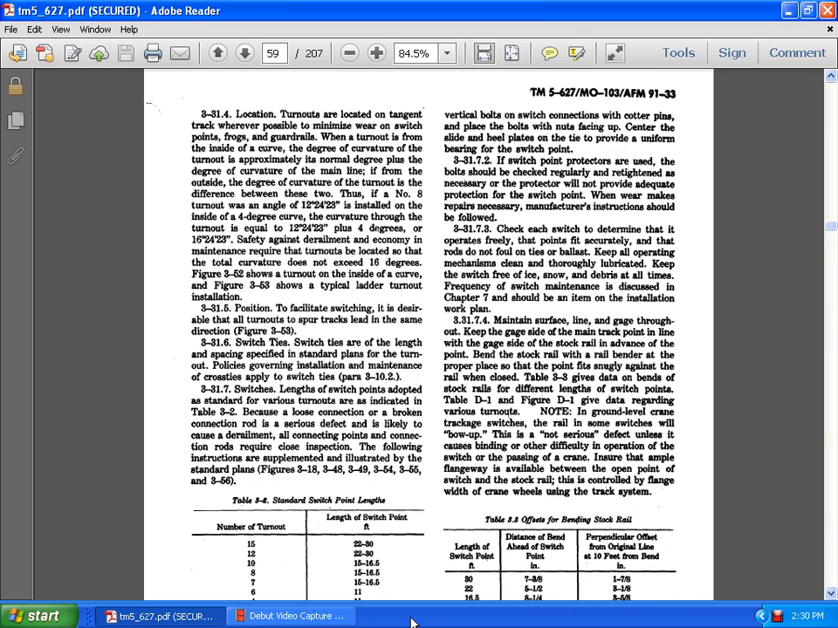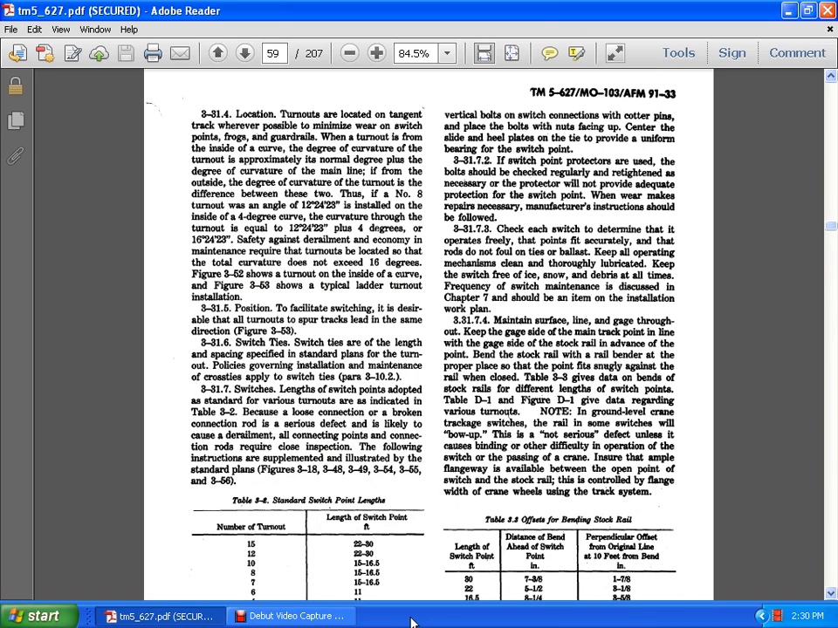3.31.5 Position: to facilitate switching, it is desirable that all turnouts to spur tracks lead in the same direction. 3.31.6 Switch ties are of the length and spacing specified in the standard 10-point plans of turnout policy governing installation, maintenance, and cross tie application for switches and ties.